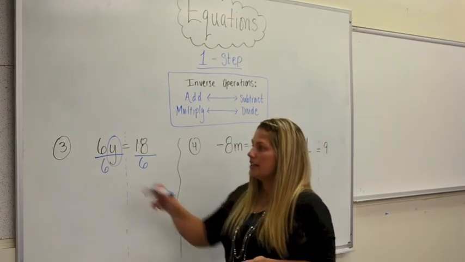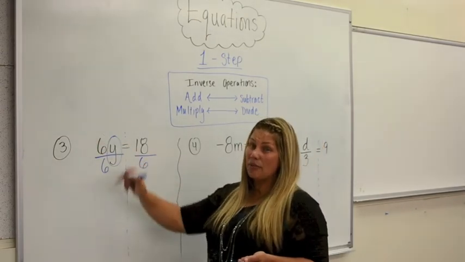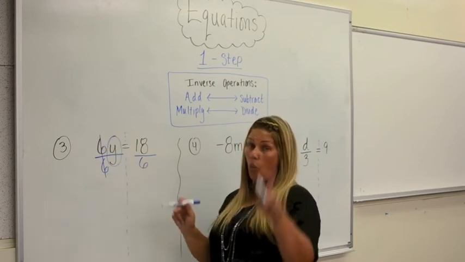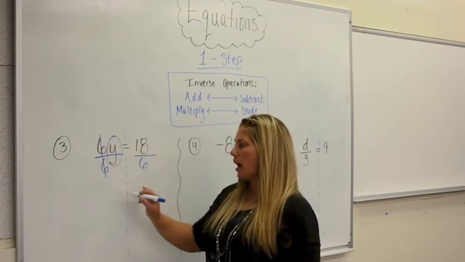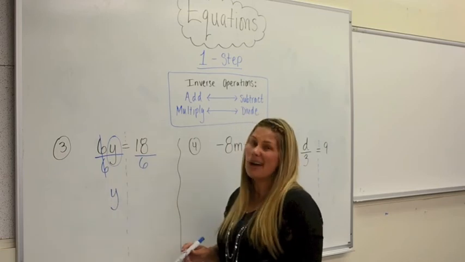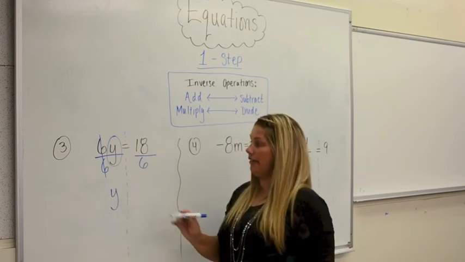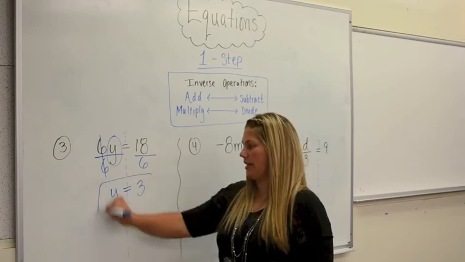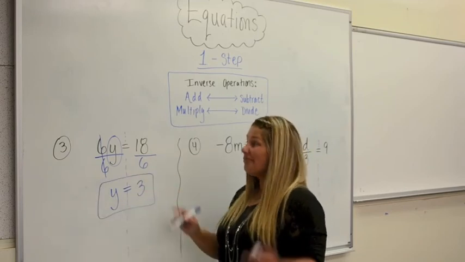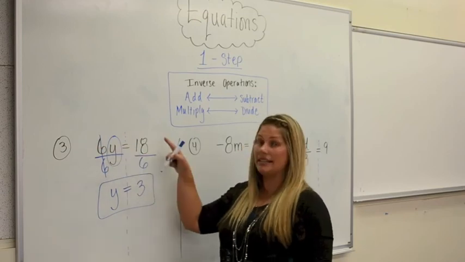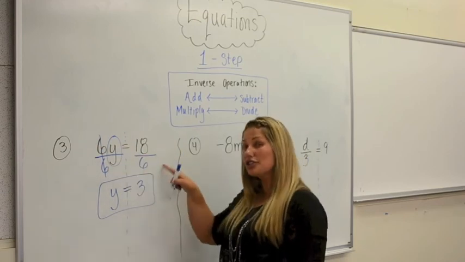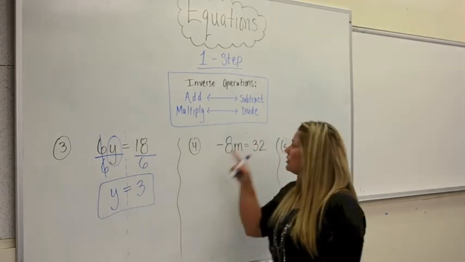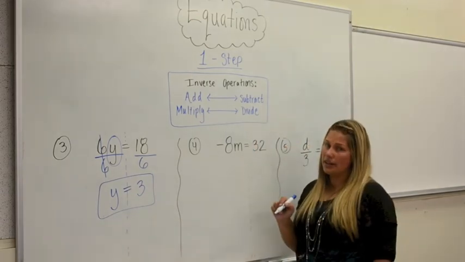But if I divide by 6 on the left side, I also have to divide by 6 on the right side. So now, when I have the same number on the top and the bottom, remember 6 divided by 6 is really just 1. So I have 1y. Well, 1y means I just have a y. And over here, 18 divided by 6 is 3. Remember, I know 6 times 3 is 18, but you have to show me that inverse operation in order to get credit.